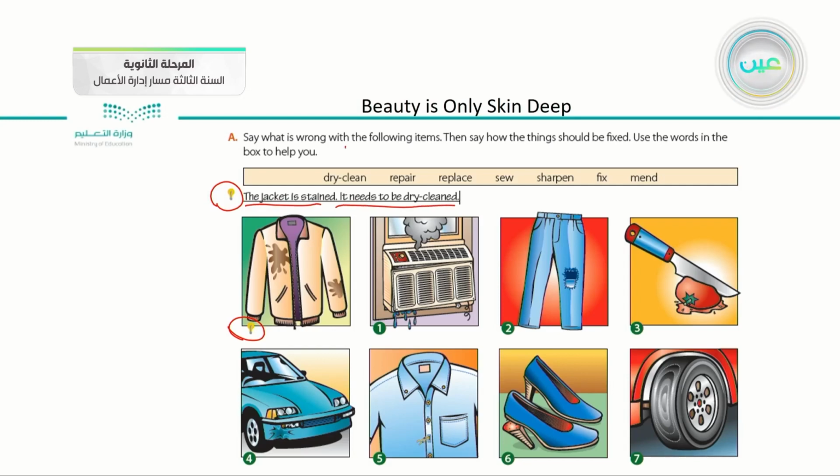We have here a box with 8 words that you can use, or that could help you write your own sentences for each one of these examples or for each one of these pictures. We have 7 pictures and you have a box with 8 words. Pick the suitable word for each one of them.